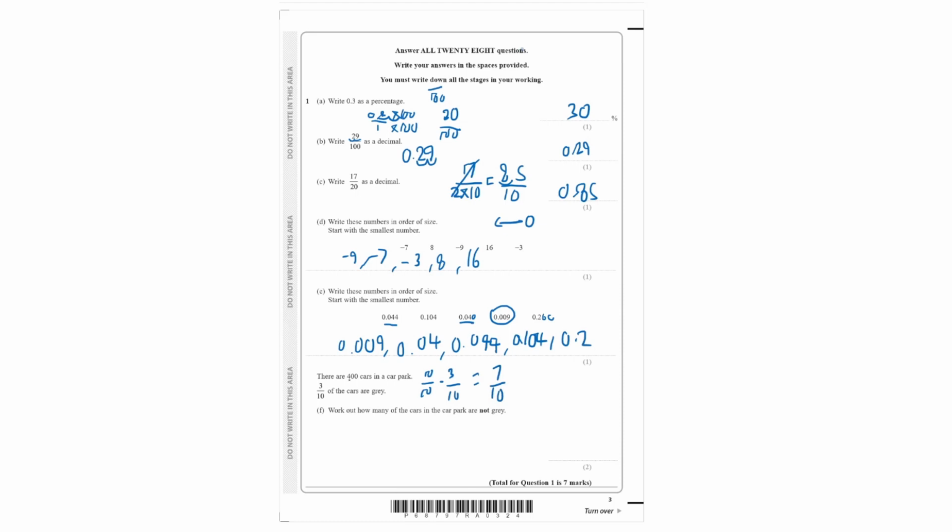Now with that, we have the total. We can multiply it with the probability, and we can find that 400 times 7 over 10 can be simplified. So 400 divided by 10, that's just 40. So in the end, we have 40 times 7, which is 280.